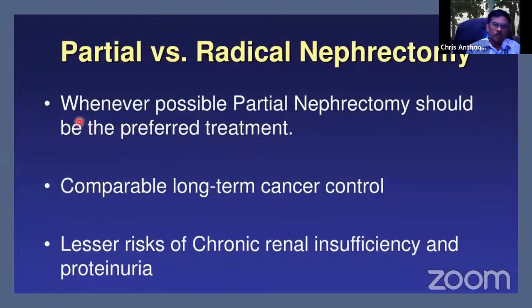Partial versus radical nephrectomy. Whenever possible, partial nephrectomy should be the preferred treatment. Long-term cancer control is comparable. The cancer control by partial nephrectomy is comparable to radical nephrectomy. Lesser risks are involved of chronic renal insufficiency and proteinuria.